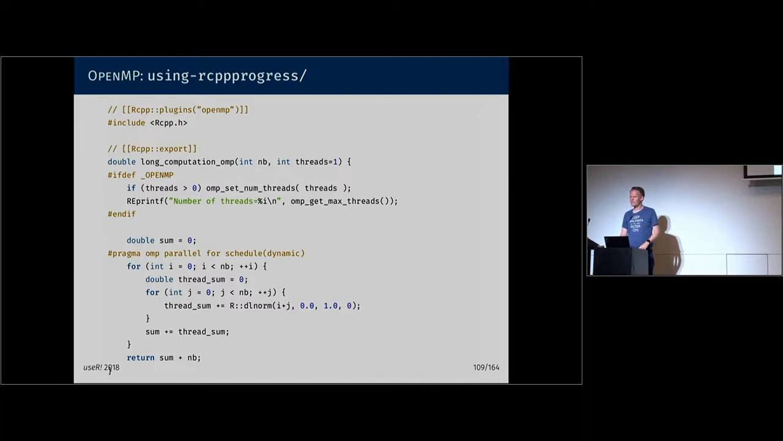Yep. This one should be turned into a package, or it can be one? And now you can do that with a plugin. So this works with sourceCpp, but you can also do it in the context of a package. If you do it in the context of a package, you have to give the -fopenmp flag to the make, and there are a number of packages on CRAN that do that.